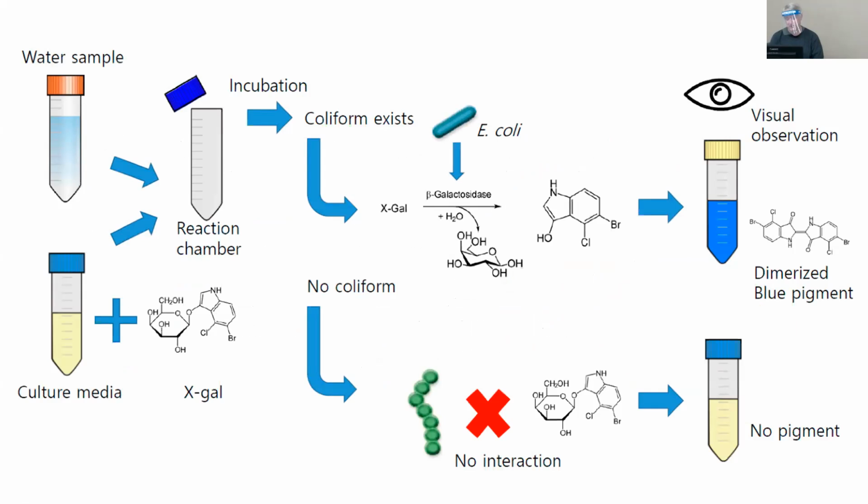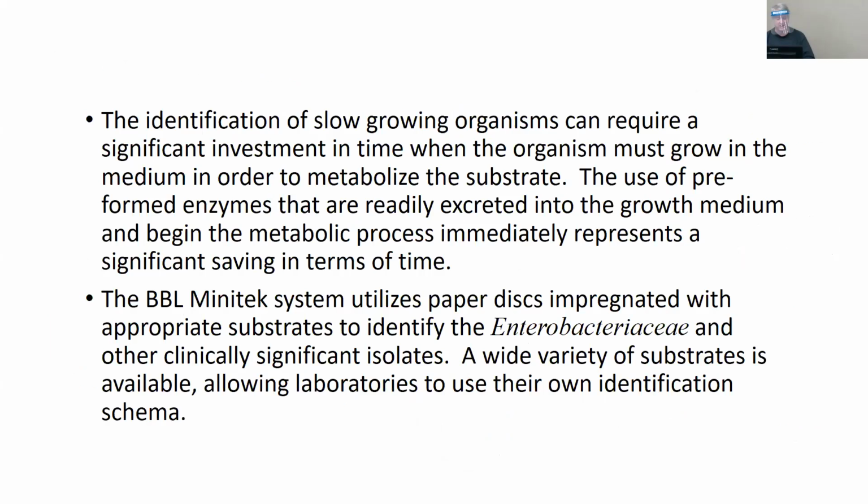Move this out of the way here. So we think about E. coli moving this reaction along with beta galactosidase, the enzyme, dimerizing blue pigment. If you wanted to get into that, we could, but I think what you're hoping to see is how we move past slow growing organisms requiring significant incubation. So how are we going to move from that?